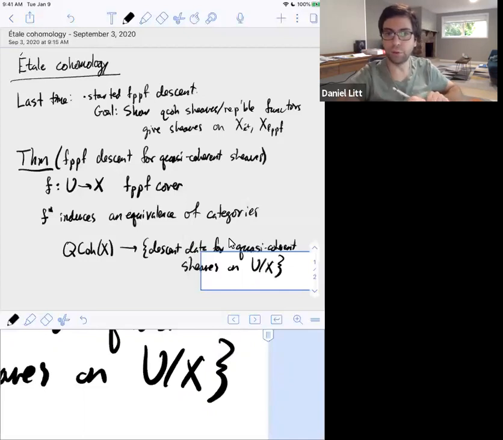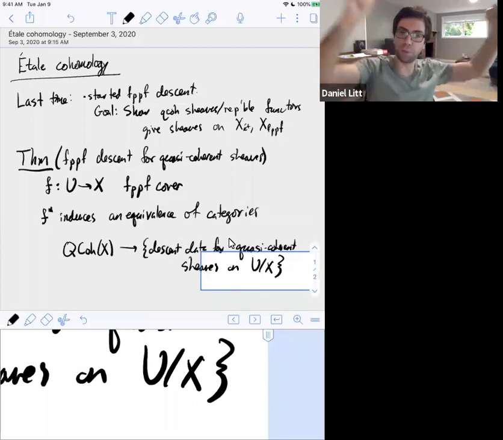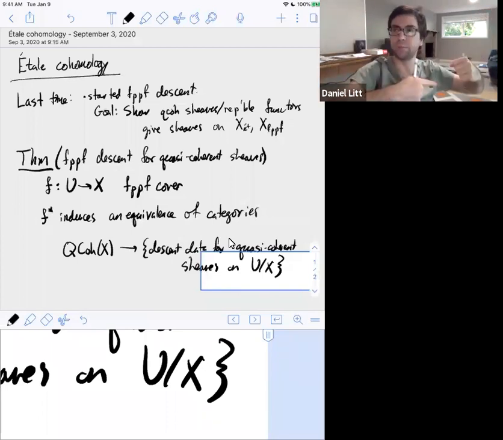Descent data for a quasi-coherent sheaf on U over X is a quasi-coherent sheaf on U. You can take its two pullbacks to U cross U over X. You're supposed to think of U as a cover, and U cross U as the double intersection of objects in the cover. Then you take the two pullbacks of your sheaf to U cross U, and you have an isomorphism between them. And that isomorphism has to satisfy an additional condition. When you pull it back to U cross U cross U over X, it has to satisfy a cocycle condition.